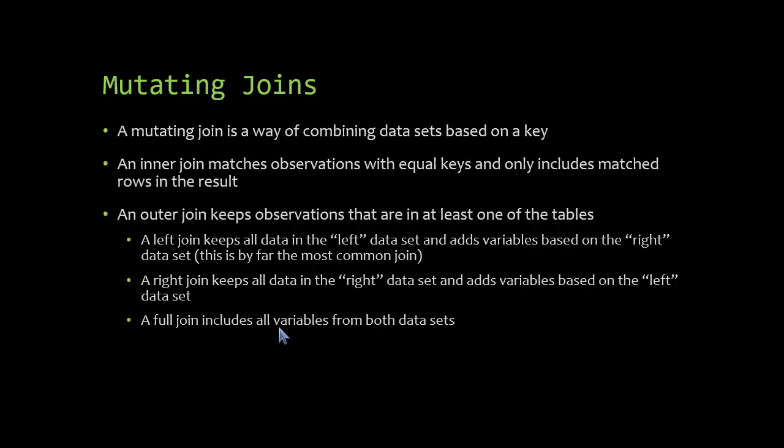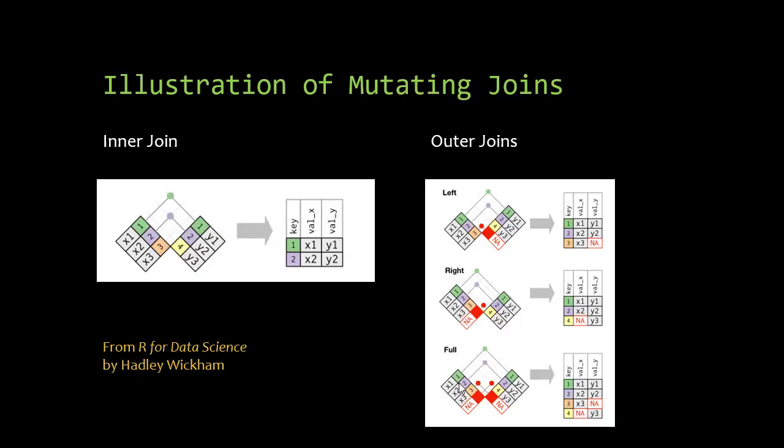In terms of outer joins, the final type of outer join is a full join. That includes all variables from both data sets. So if you look here, we have x1, x2, x3, we have y1, y2, y3. They're all going to be included here. And how they're included simply depends upon whether we can match keys. So when we can match keys, everything's fine, x1, y1. For key 2, everything's fine, x2, y2.